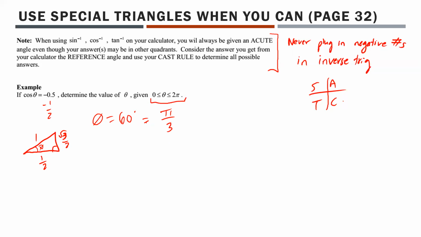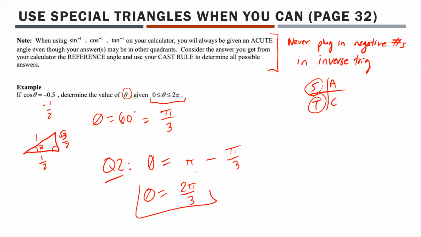Now, cosine is negative, so by the CAST rule, we must either be in quadrant 2 or we're in quadrant 3, right? If we're in quadrant 2, what you need to do to find what your actual angle is, what your actual theta is, you're going to have to say that theta is 180 degrees, or in other words, pi, minus your reference angle of pi/3. Well, then that gives us theta equals pi minus pi/3. You can think of this as 3 pi/3 minus 1 pi/3. It's going to give us 2 pi/3. So there's one of our answers.